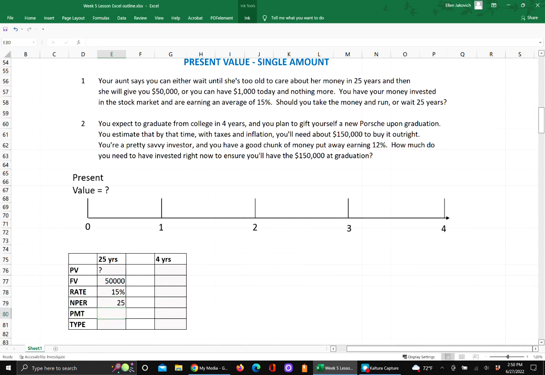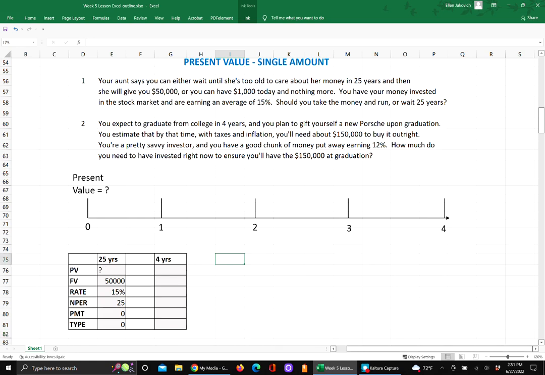Now this is a single amount of money. We're going to get that $50,000 25 years down the road, way out here to the right. I call this a bookend problem. We're trying to find the present value, and we know the amount way out here in the future, and nothing happens in between. Only with annuities, which we are not working with right here, do we put in a payment or type. So we just put zeros in there. Then we have everything we need to solve for present value.